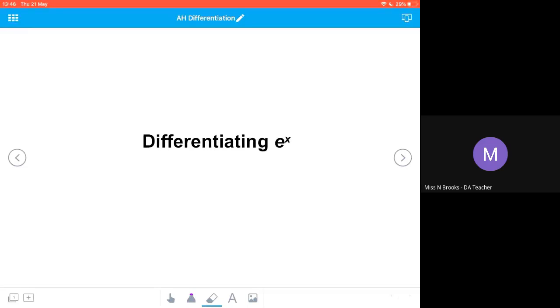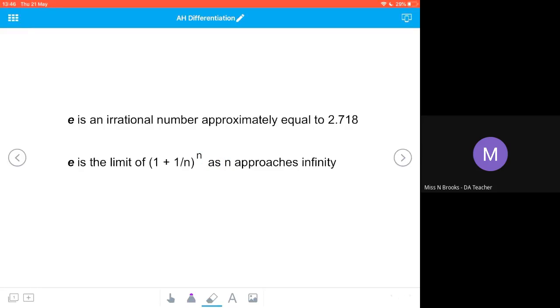So we want to look at differentiating our natural exponential function e to the x. So e, or Euler's number, is an irrational number approximately equal to 2.718 to 3 decimal places. Euler's number is the limit of (1 plus 1 over n) all to the power of n as n approaches infinity.